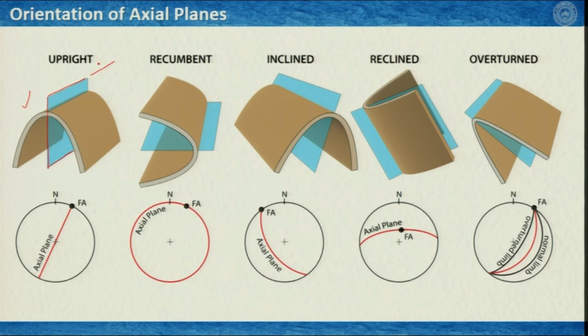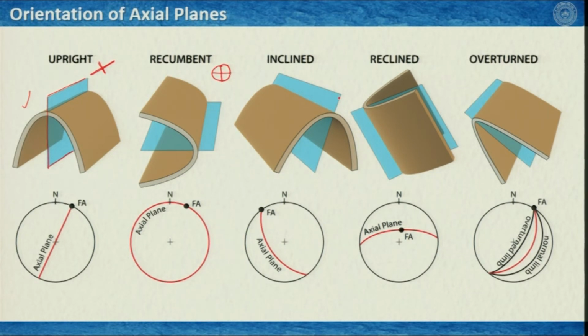So, if you have to map it, you can plot it like this, where this long line is the strike of this axial plane, and this defines that this is vertical. We learnt it in our dip strike lecture. In the recumbent fold, you see this is the folded strata, and here this is your axial plane, which is horizontal, and we call it recumbent. So, in the map you will define it something like that.